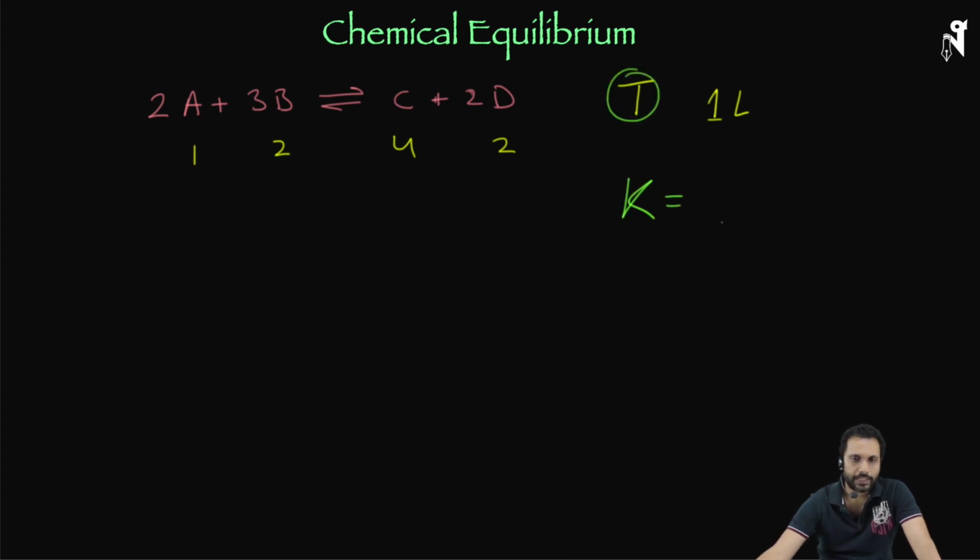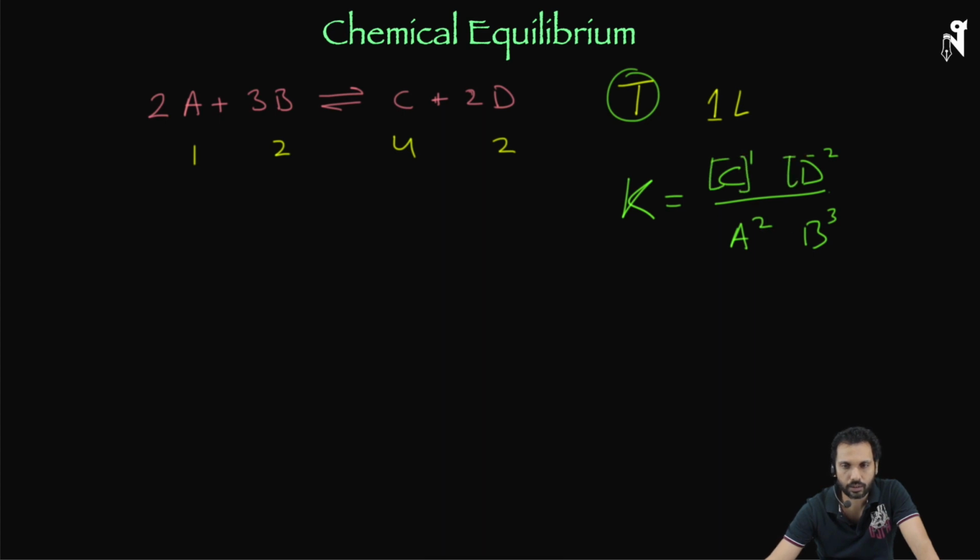So what would you do? You can pause the video and do it yourself. So I hope you have done it. I'm just going to write the formula. What we'll have is, in the numerator we have products C and D raised to the power of their coefficients in the balanced equation, and in the denominator we have A and B: B power 3, A squared, concentration of C, concentration of D, concentration of A, concentration of B.